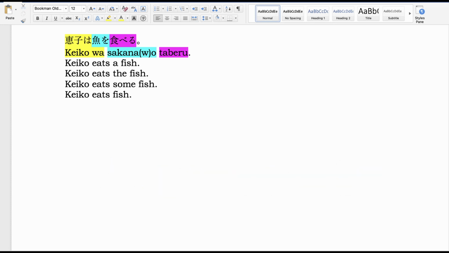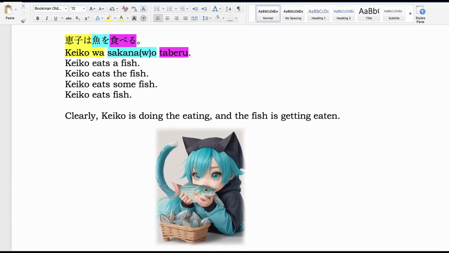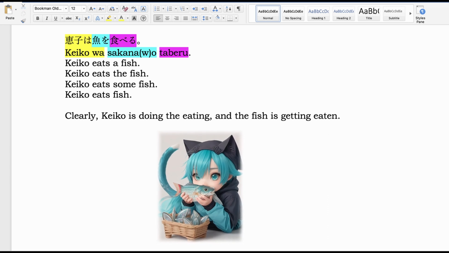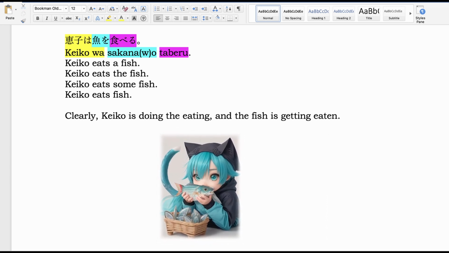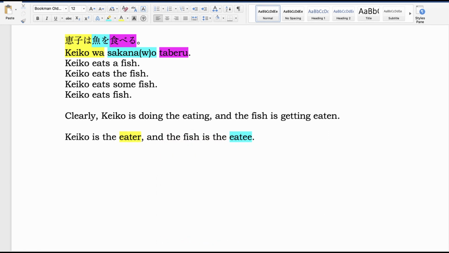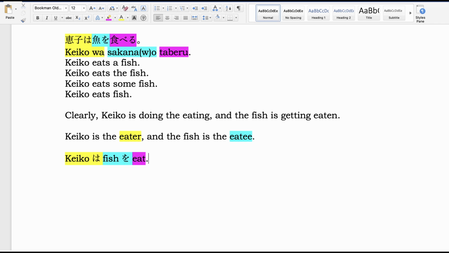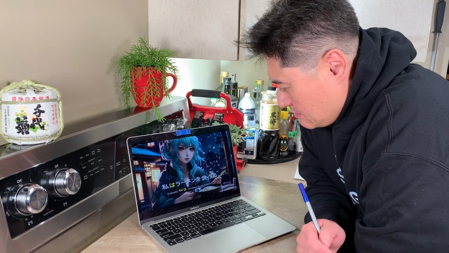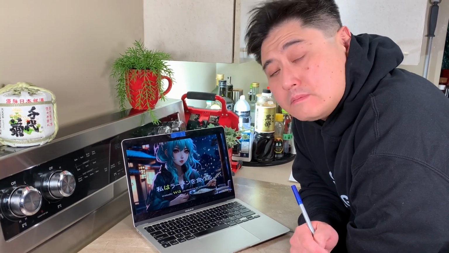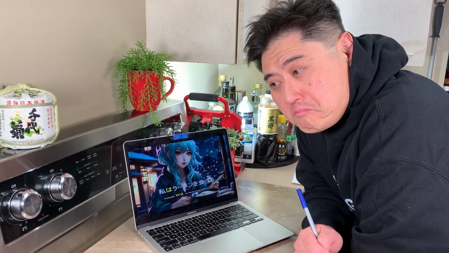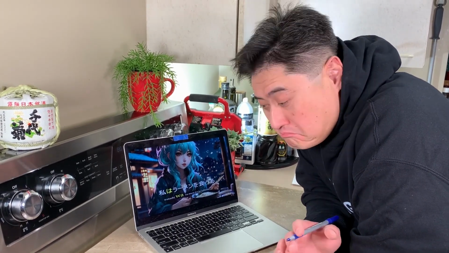Anyway, here's my point. Clearly, Keiko is doing the eating, and the fish is getting eaten. And not to beat this dead horse even deader, but Keiko is the eater, and the fish is the eatee. And here we go with the Japlish. Keiko wa fish o eat. Oh, okay. So the O is like the victim? Yeah, you could say that.